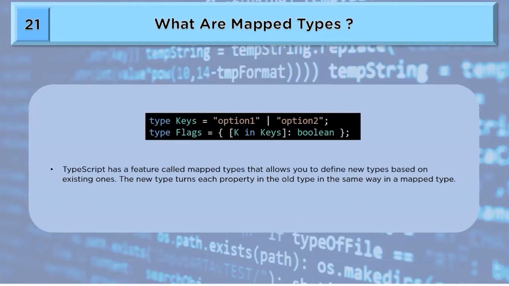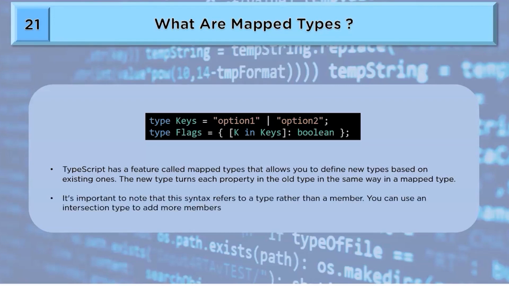What are mapped types? TypeScript has a feature called mapped types that allows you to define new types based on existing ones. The new type transforms each property of the old type in the same way in a mapped type. It's important to note that this syntax refers to a type rather than a member. You can use an intersection type to add more members. As you can see in the example, it is the simplest mapped type and its parts are type keys and type flags, where the syntax is similar to index signatures, with for...in in the middle.